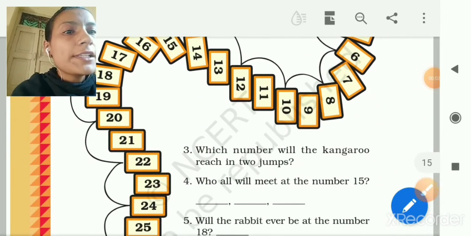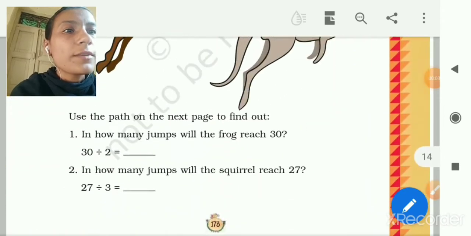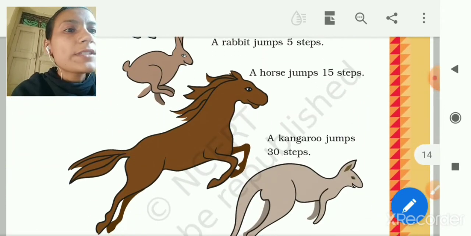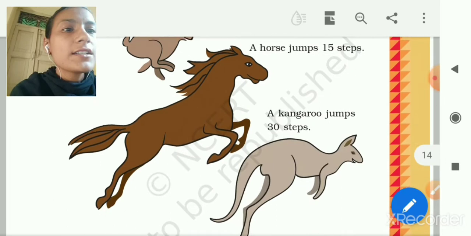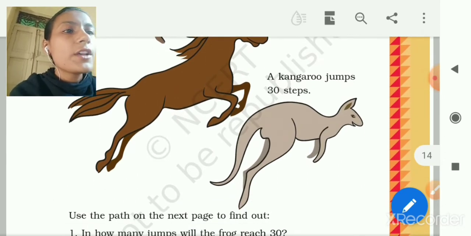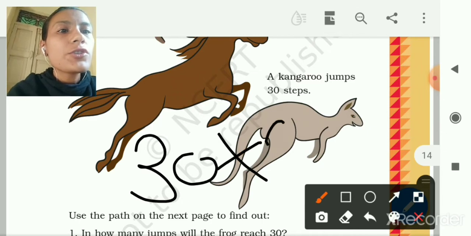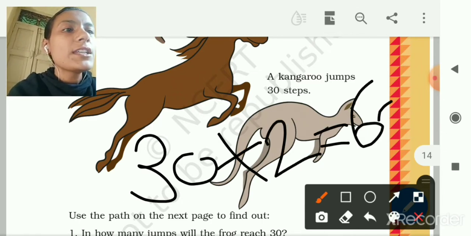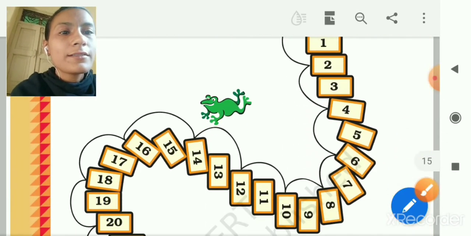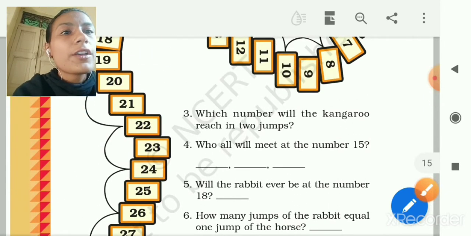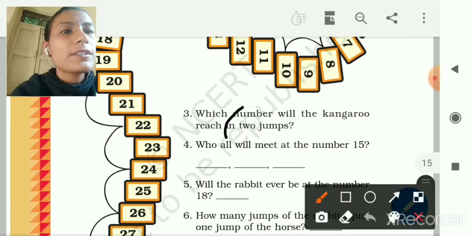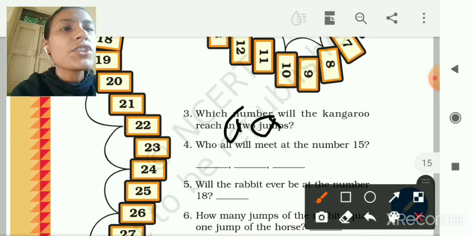Which number will the kangaroo reach in 2 jumps? So a kangaroo jumps 30 steps at a time. So we have to count 2 jumps. So 30 multiplied by 2 is equal to 60. So here, in the number 60 the kangaroo will reach in 2 jumps.